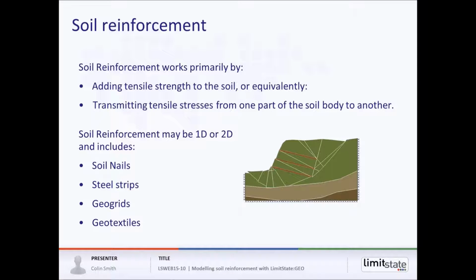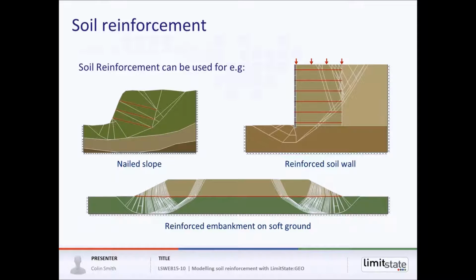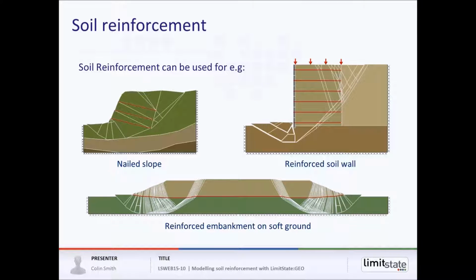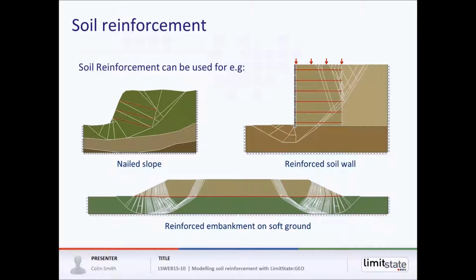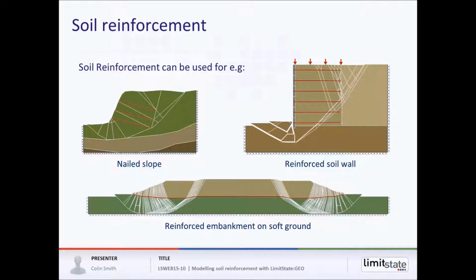So soil reinforcement works primarily by adding tensile strength to the soil, or equivalently transmitting tensile stresses from one part of the soil body to another. And reinforcement may be one-dimensional, such as soil nails, or two-dimensional, such as geogrids or geotextiles. So there's a range of different reinforcement types, and LimitState GEO has been set up so that it can model either the 1D or the 2D type of reinforcement. And of course there are a large range of applications for soil reinforcement. I'll just show 3 examples here that you can model with the software.